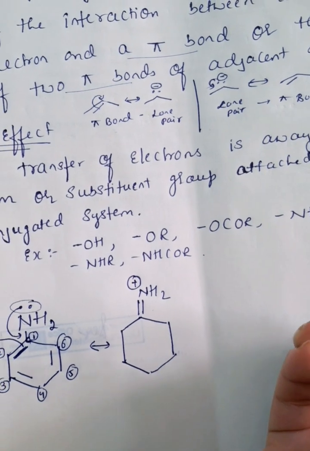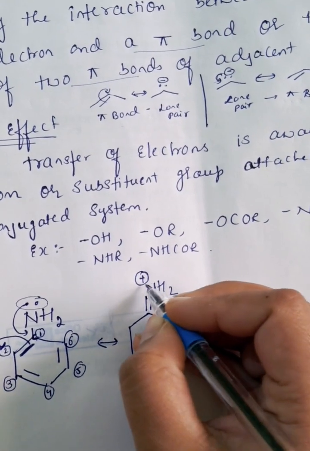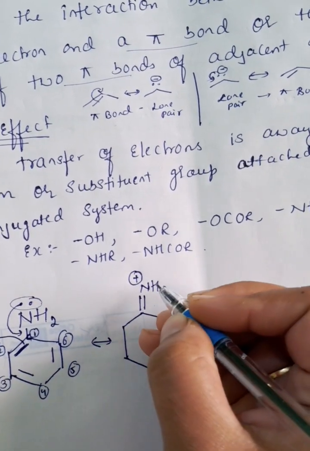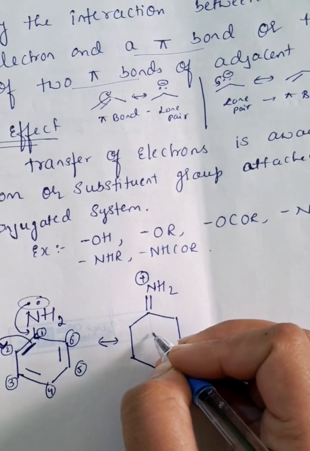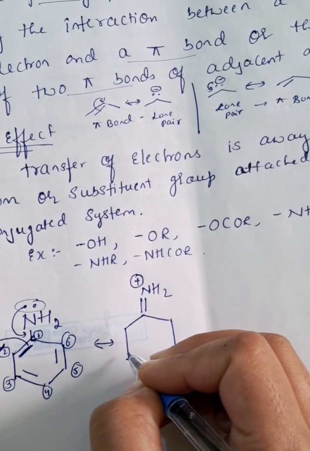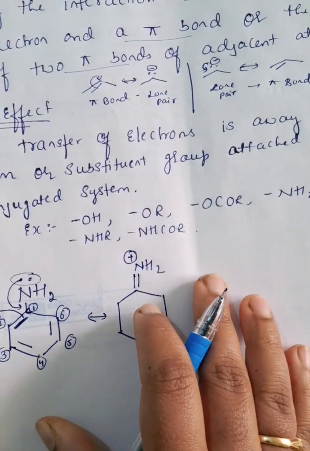Why does nitrogen get a positive charge? Because the amine group, NH2, is giving electrons to the benzene ring. Whenever it gives the electron, it gains a positive charge, and benzene receives the electron from this group, so it gets a negative charge. Therefore polarity is created because of the interaction of the lone pair and pi bonds. That is what is called the plus R effect.